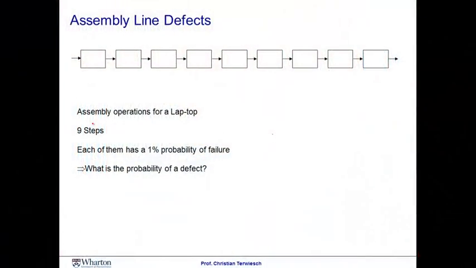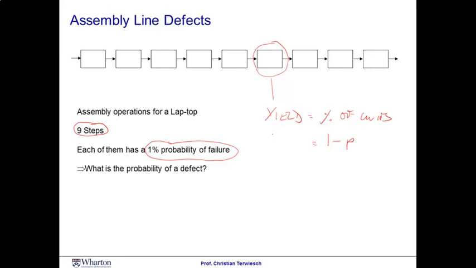Consider an assembly line that puts together laptop computers. The assembly line consists of 9 stations, and let's say for sake of arguments that each of these 9 stations has a probability of 1% of producing a defect. Let me introduce some notation. Let's take this resource here, which is number 6 in the process. We say that the yield of that resource is a percentage of units that this resource produces according to specification. In this case, this is simply 1 minus the probability of our defect, which is 99%.